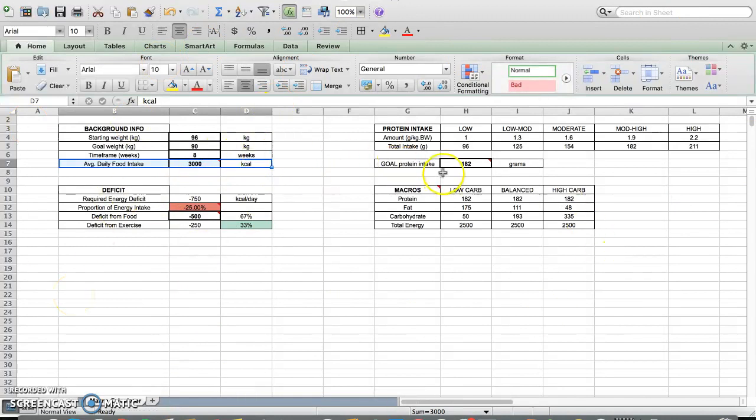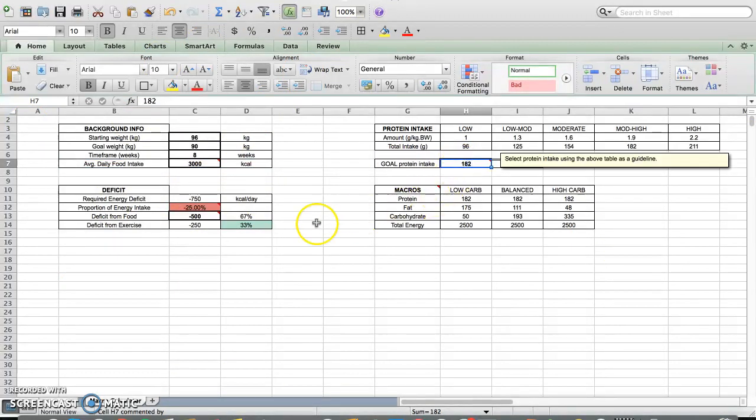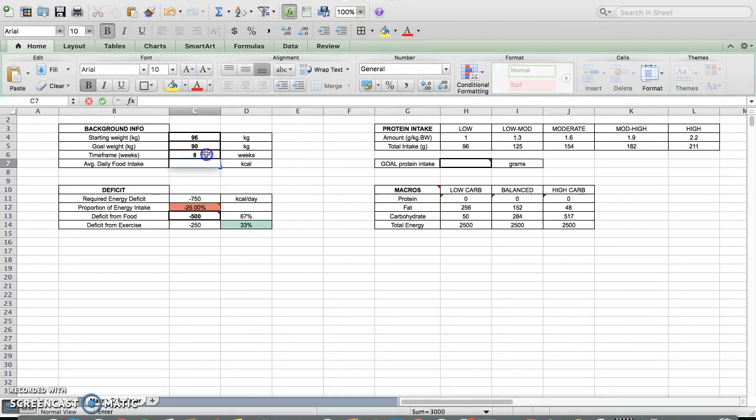So guys, give it a crack. Try some different intakes, try some different protein intakes and see what you can do. I won't run through any other examples for now, but if you do have any issues with it, do let me know and I might be able to help you out.